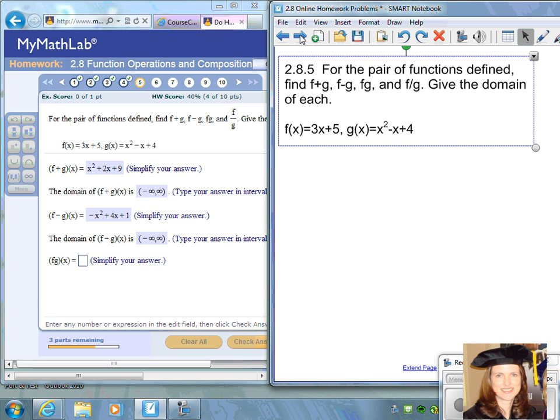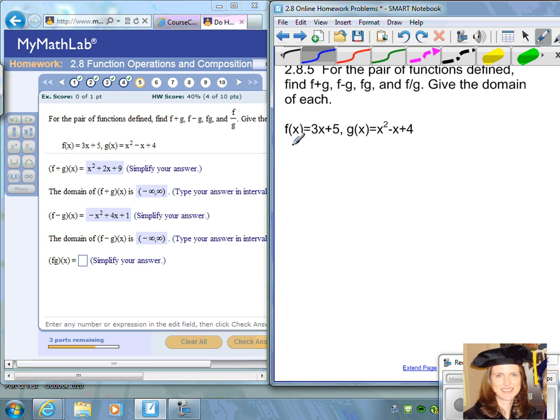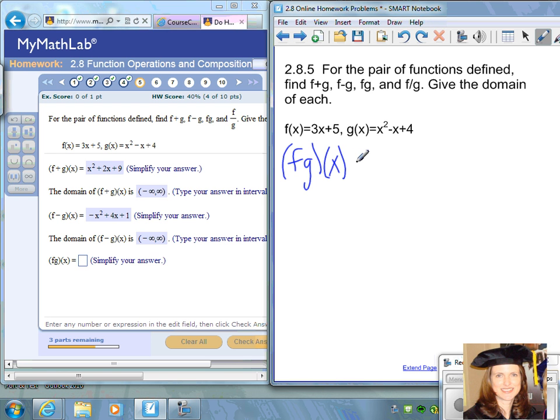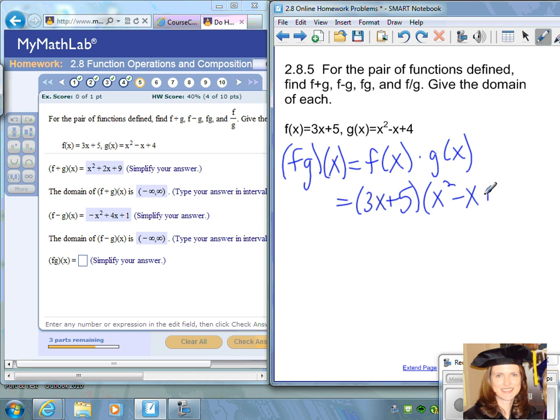Okay, for the next one, we want to find fg of x. Fg of x is where you multiply f of x times g of x. Take the whole f of x function, which is 3x plus 5, and you're going to multiply it by the g of x function, which is x squared minus x plus 4.